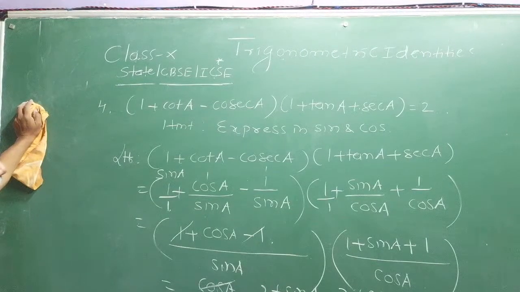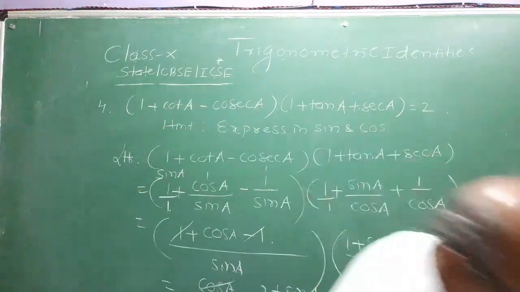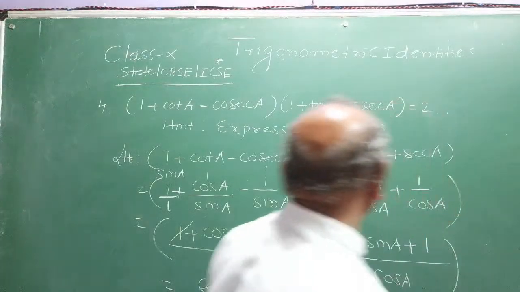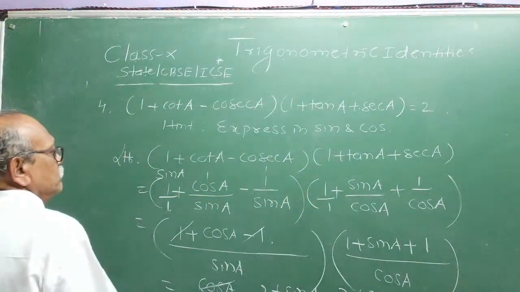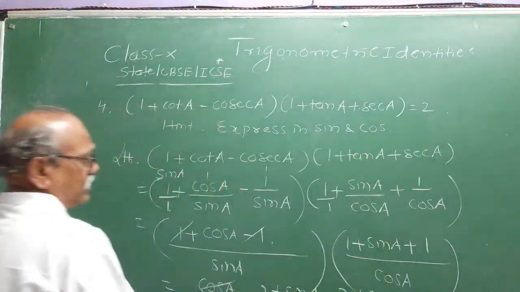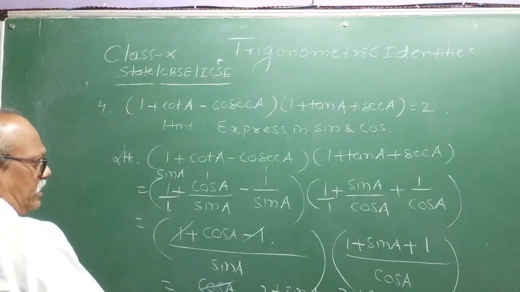Check where is the mistake. The problem is 1 plus cot A minus cosec A, 1 plus tan A plus sec A. I am checking whether there is any print mistake. We must get 1. Cot A is cos A upon sin A, 1 upon sin A. Check the mistake. Sin A upon cos A, 1 upon cos A. Tan A. LCM is cos A.